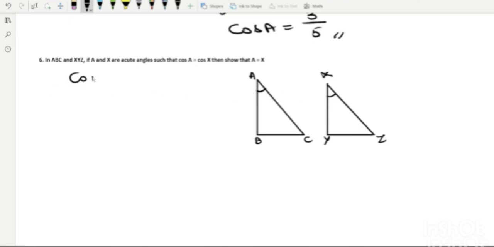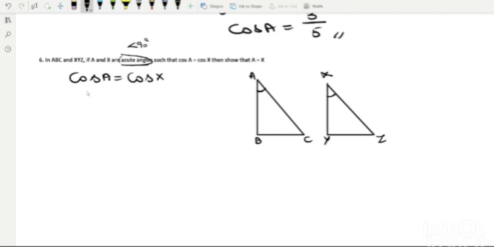So given that cos A equals cos X. Remember that an acute angle is always less than 90 degrees, which is below 90, like 60, 30, 45, 80. So these angles will be considered as acute angles.